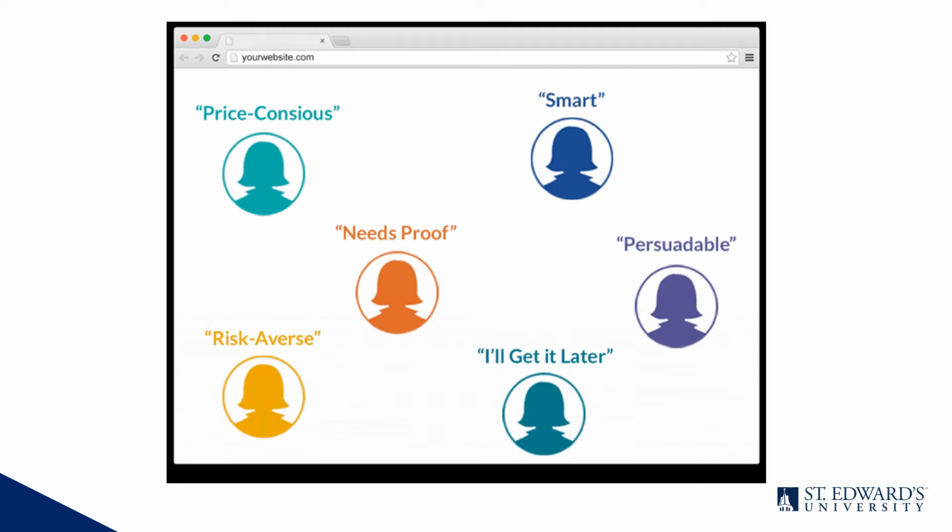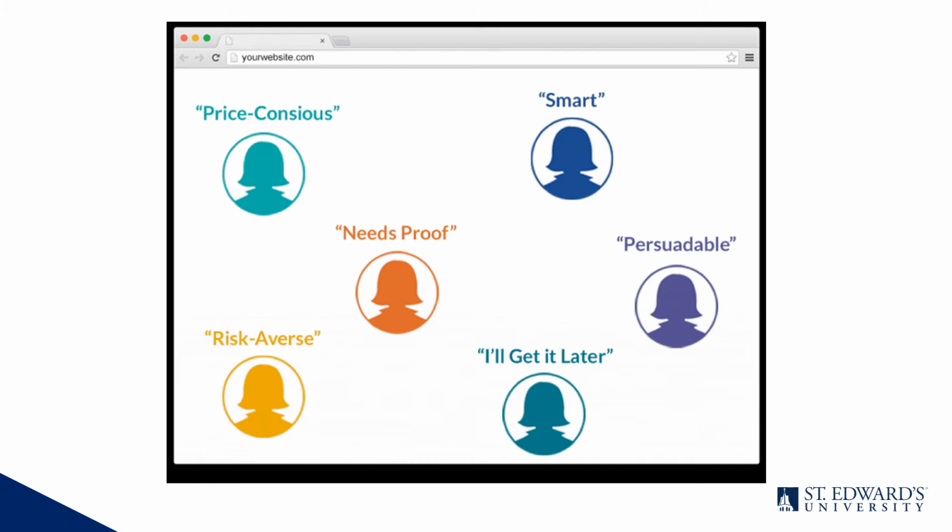So these are examples of how you can segment them out into different types of decision-making processes. Price conscious, needs proof, risk averse, smart, persuadable, or I'll get it later. Your needs proof and risk averse are going to be the more challenging people, the ones that are going to be harder to convert. They are worth the time and effort, though, if you can build out some targeted marketing efforts and content or additional value to get them to truly believe in your brand or service, or find a mechanism to really provide that personalized content to speak to them.